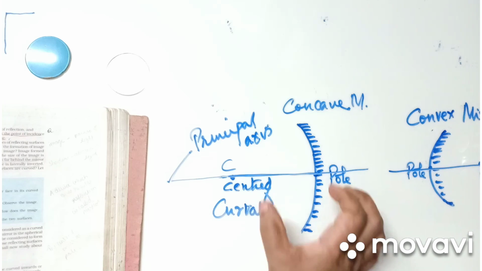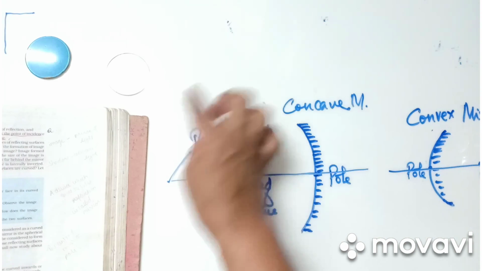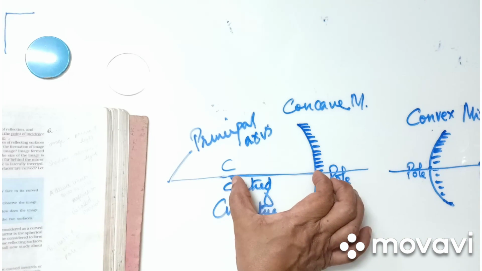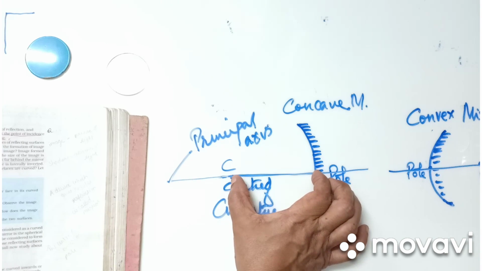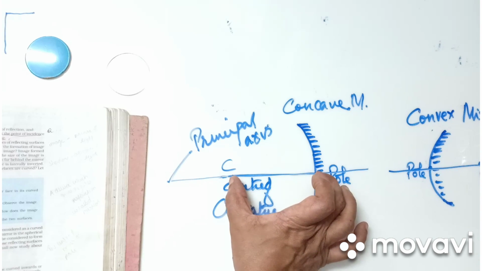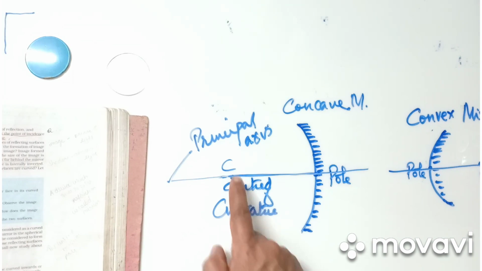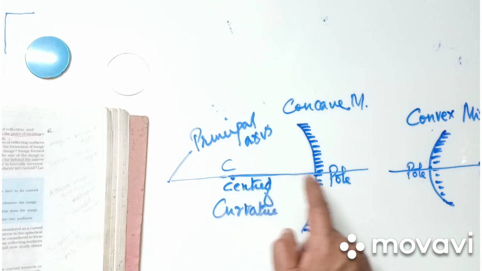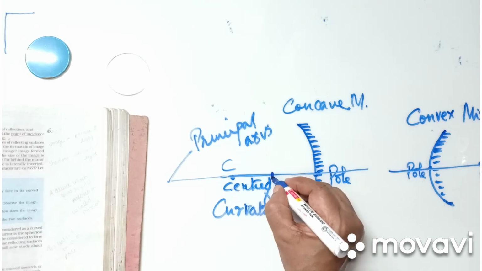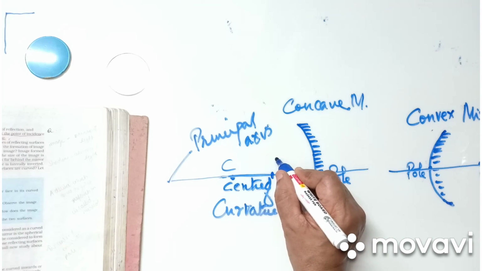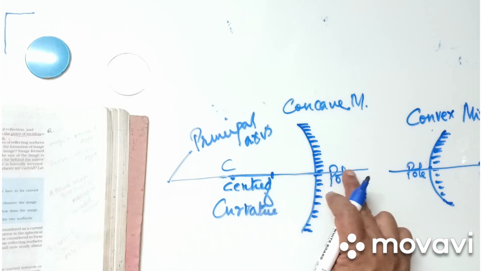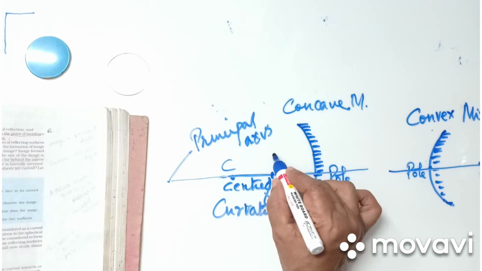Now we know this is the radius of the sphere. Okay, this is called the radius of curvature. What is it called? Radius of curvature. This is the center of curvature. The distance between the center of curvature and the pole is called the radius of curvature, and the midpoint of that is called the principal focus, because it lies on the principal axis.